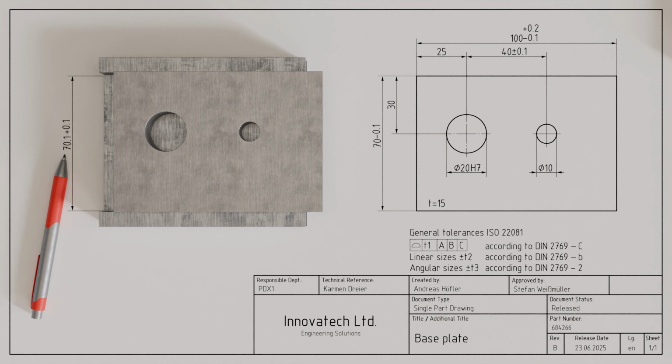In theory, it would also be possible to dimension the rail width with a nominal size of 70.1 mm and tolerate it with only an upper deviation of plus 0.1 mm. The lower deviation would then be 0. This would result in the same maximum dimension of 70.2 mm and the same minimum dimension of 70.1 mm.